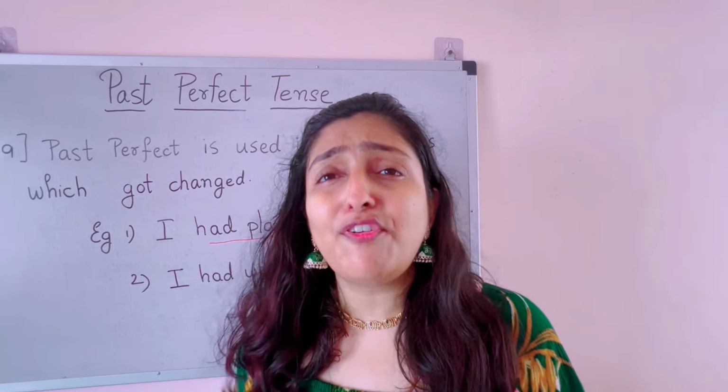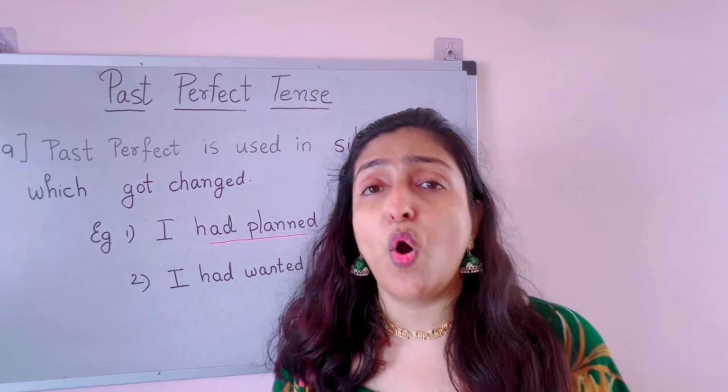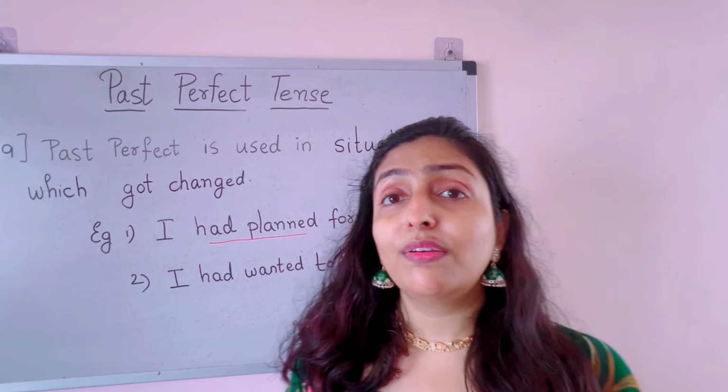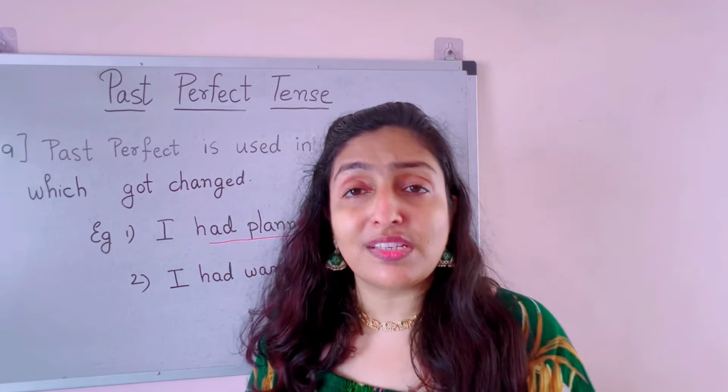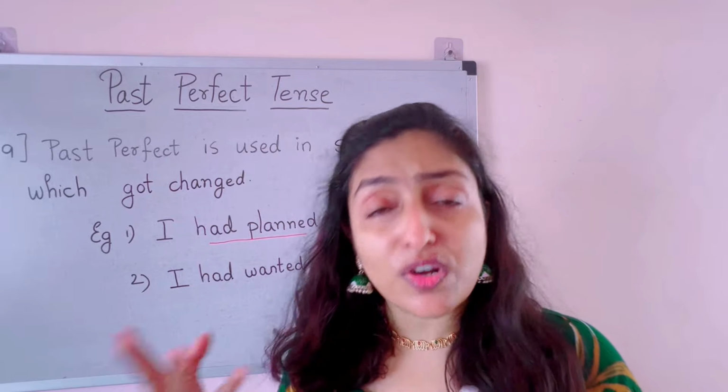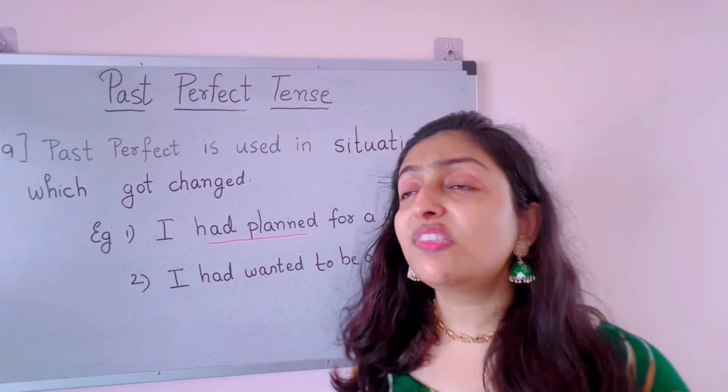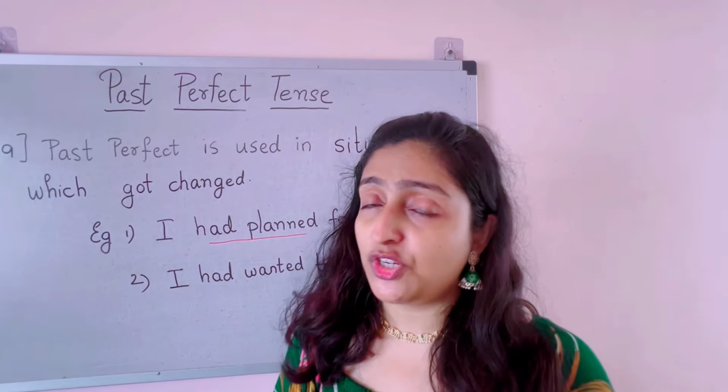So I made a remark to my sister, look at the rain. I had planned for a stroll. I had planned for a walk. It's all spoiled now. In such situations which cannot be undone, which have got changed, we use past perfect.